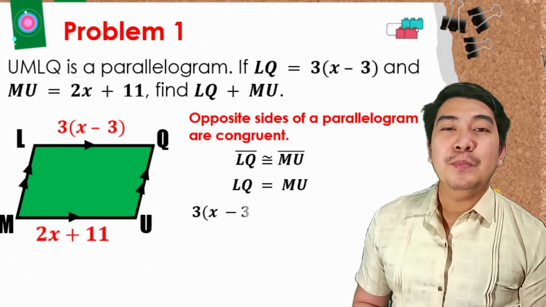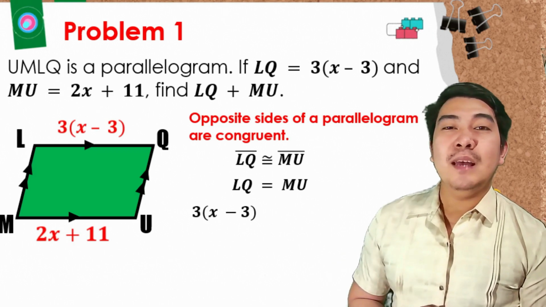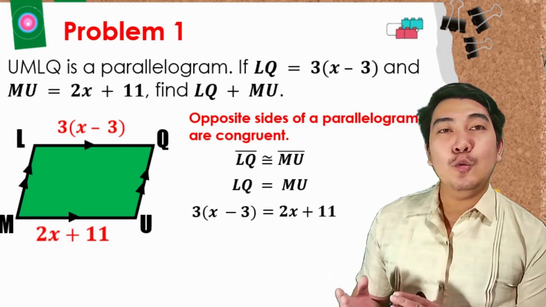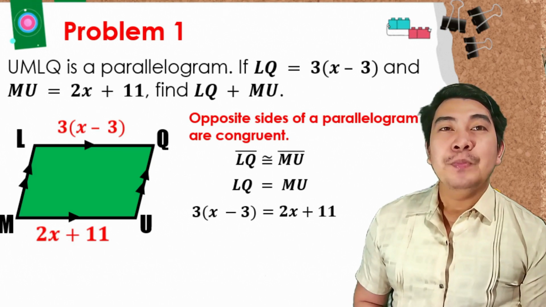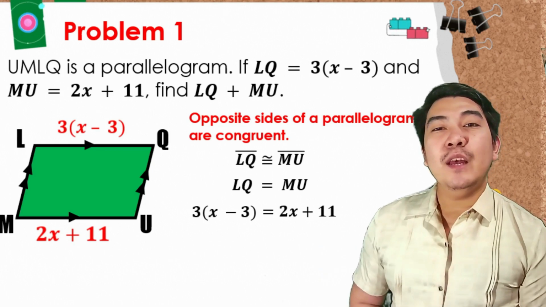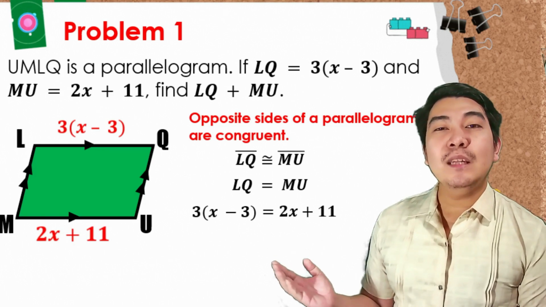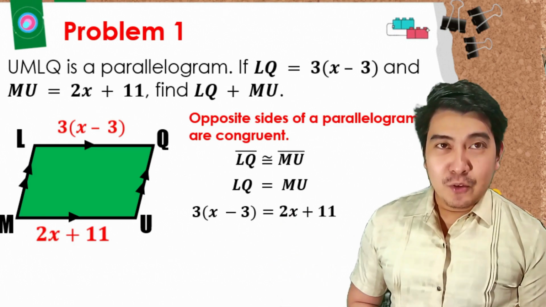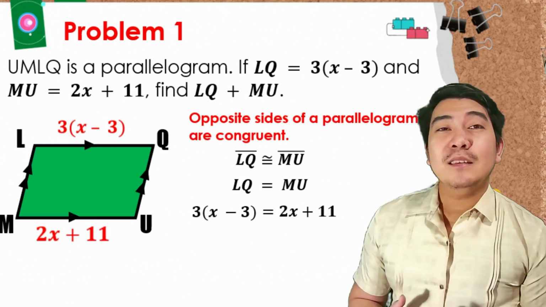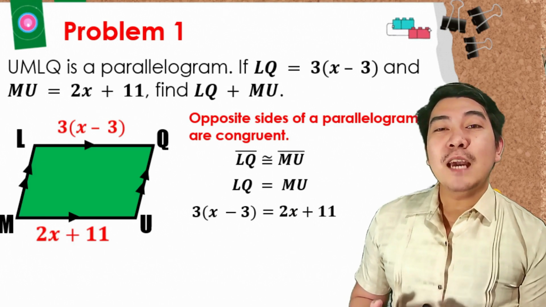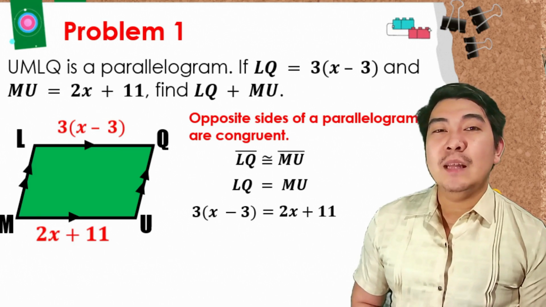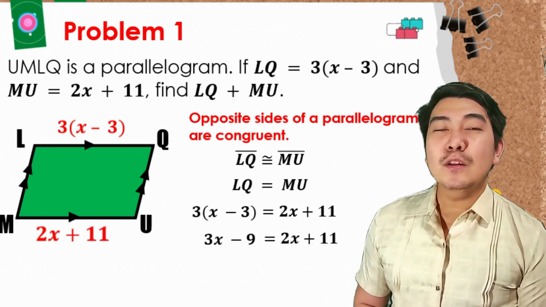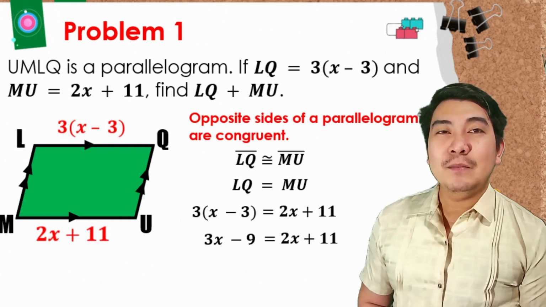So LQ, that will be 3 times the binomial x minus 3, is equal to the length of MU, that is 2x plus 11. Now, let us simplify the left side of the equation. That will be 3 times the binomial x minus 3. If we are going to apply the distributive property, 3 times x, that will be 3x. 3 times negative 3, that will be negative 9. Thus, we have the equation 3x minus 9 is equal to 2x plus 11.